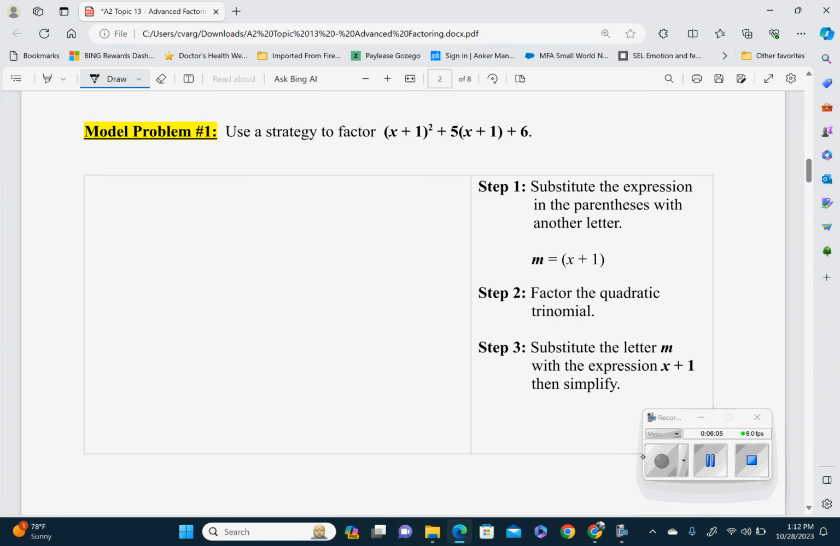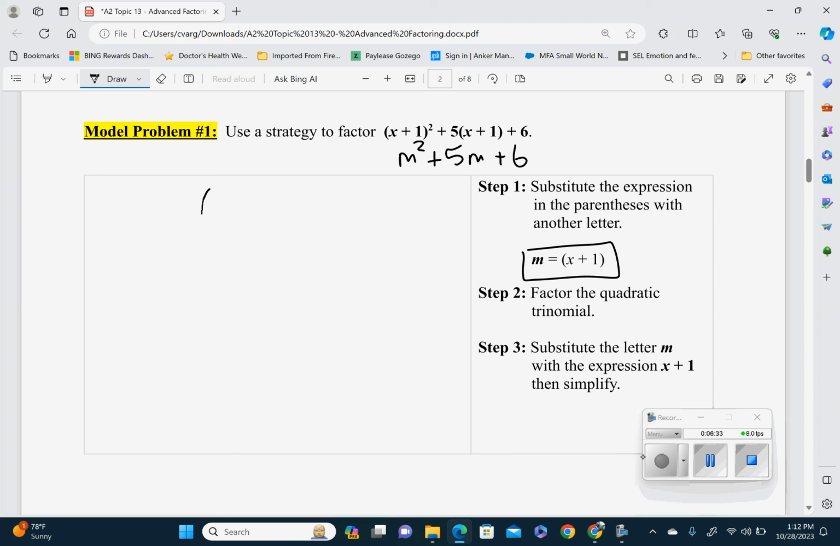So this one right here, x plus 1, then I have a number that's just a number by itself. So let's go ahead and just take this x plus 1 and put it like this, m equals x plus 1. So instead of x plus 1, I'm going to put in m. This is squared plus 5. X plus 1 again is m, right? Plus 6. So now I'm going to factor out what I have here, okay?